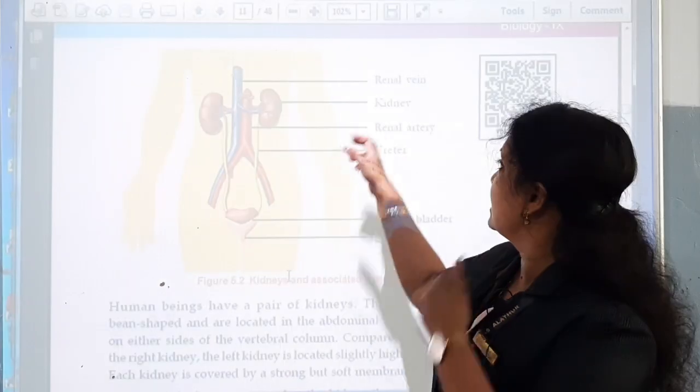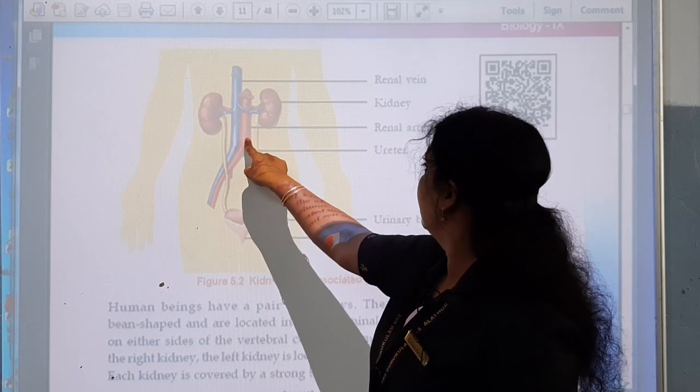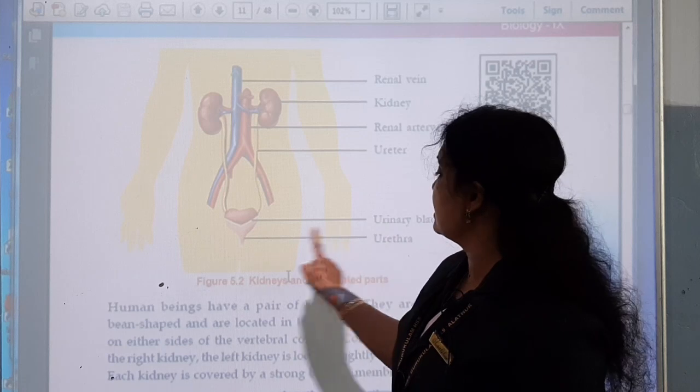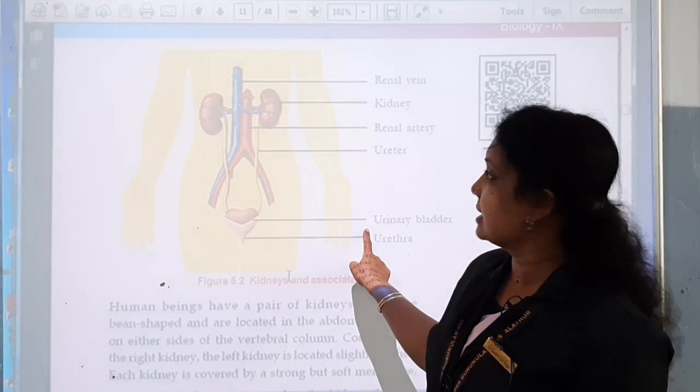Kidneys are the main excretory organs in our body, situated in the abdominal cavity, and some other organs can also be seen along with the kidneys to help the kidney perform its function smoothly. Here you can see the renal vein, renal artery, then kidney, then ureter, urinary bladder and urethra. These are the kidneys and the associated parts.